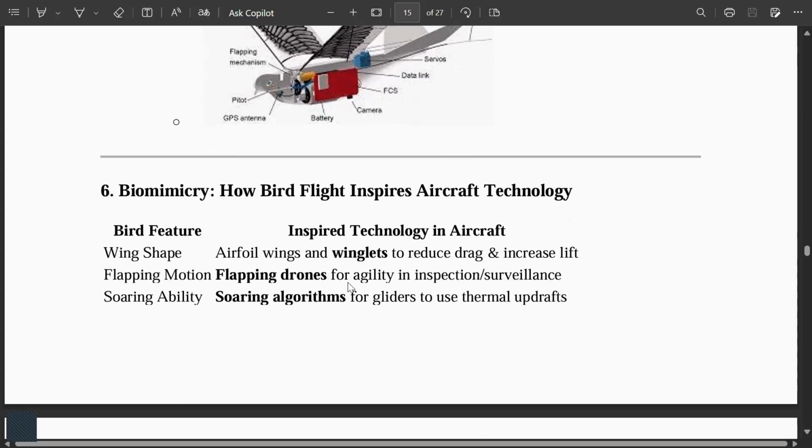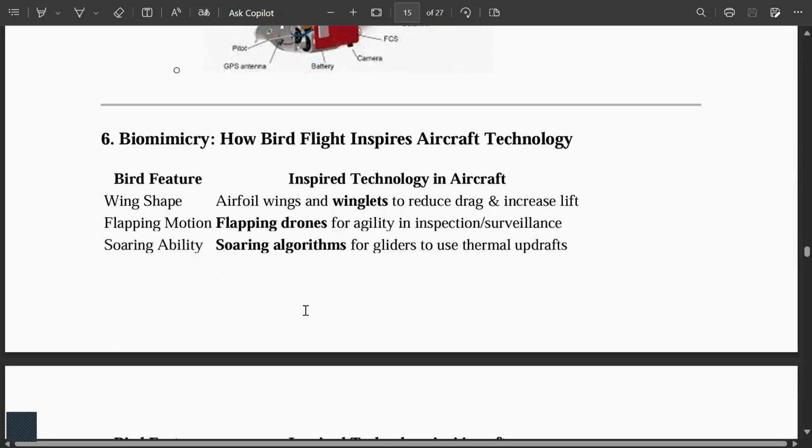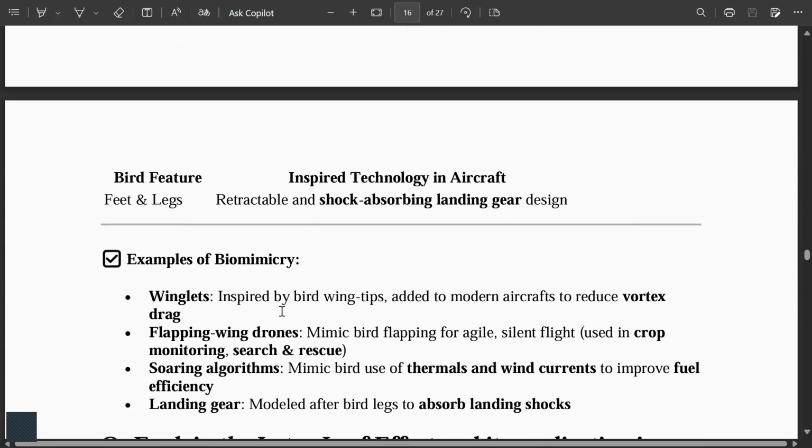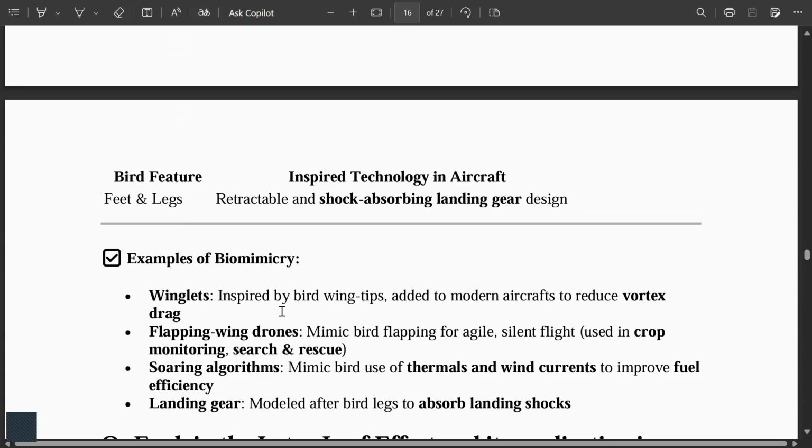Biomimicry, how bird flight improves aircraft technology. So wing shape is changed to winglets, then flapping motion into flapping drones, then soaring ability, the soaring algorithm, is adapted here. Then feet and legs, here a shock-absorbing landing gear is designed.